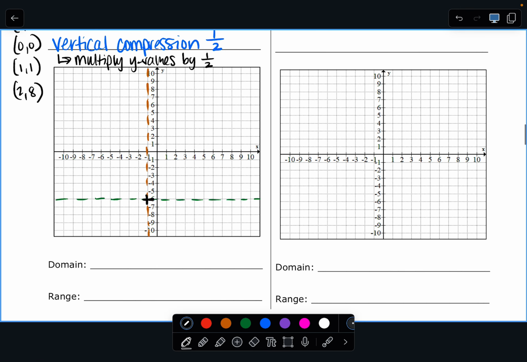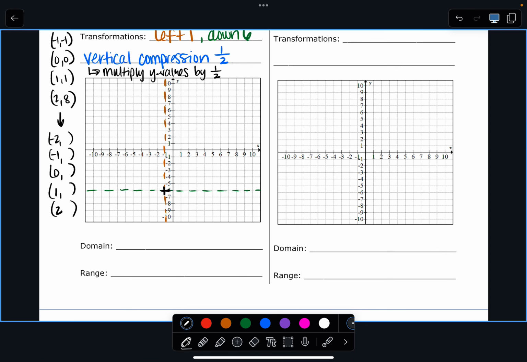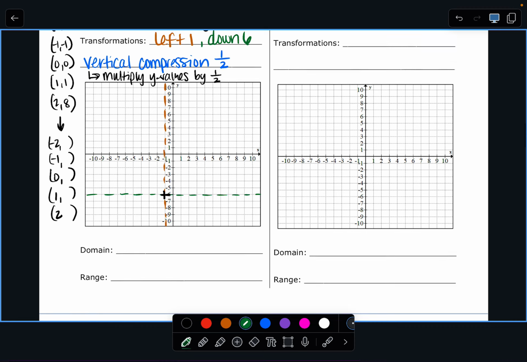So I'm going to draw a new set, and this is what I'm actually going to graph. Since the x values are not changing, I'm going to just write them out as they should be. So -2, -1, 0, 1, and 2. And then every single y value that I have from my key points, I'm going to multiply it by 1/2. So if I multiply by 1/2, it's like I'm dividing.